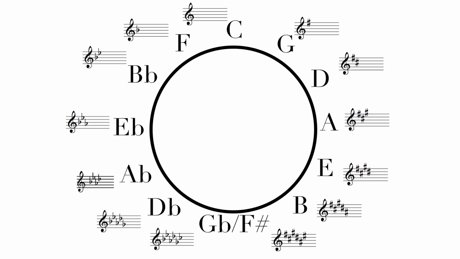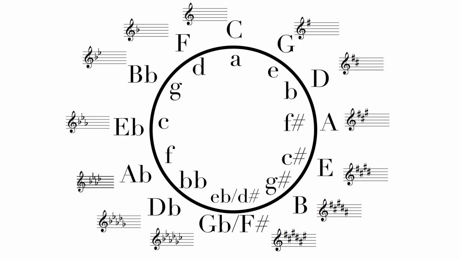Finally, let's add the relative minor to the inside of the circle. We know that the relative minor is the 6th of the key, so if you don't know, just count. And that, in short, is how we build the circle of fifths.